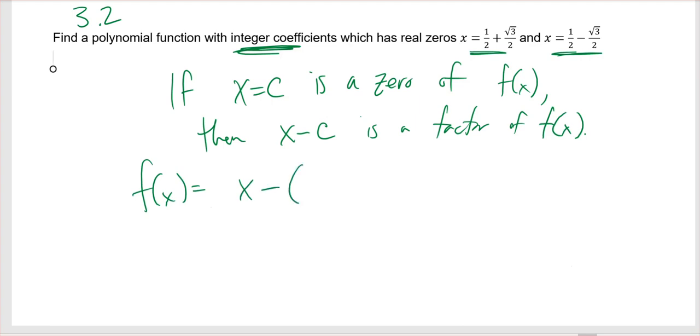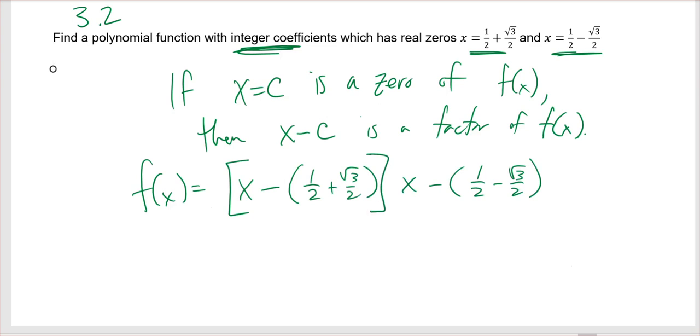X minus the first zero, 1/2 plus square root of 3 over 2. And then our other zero is going to give us another factor, right? X minus the other zero, so 1/2 minus square root of 3 over 2. Okay, well, if both of these things are factors, that means if I multiply them together, that's going to get us rolling on what f has to be, right? So the fact that we have a zero tells us that we have a factor, right? So now we can just multiply these together and we'll see what happens.